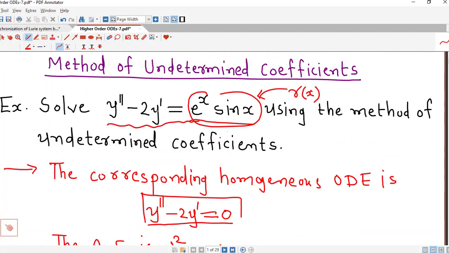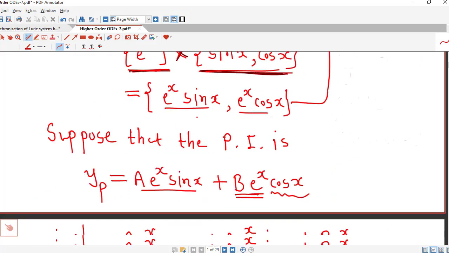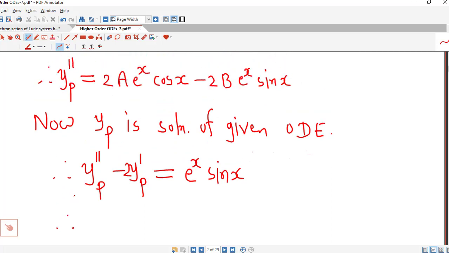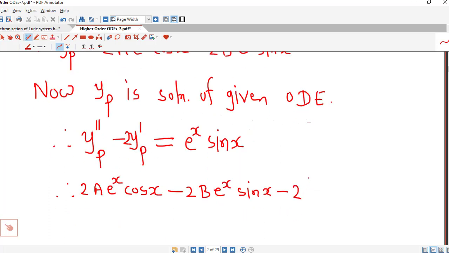It is y double dash minus 2y dash equal to e raised to x sin x. So we substitute yp in place of y in the given equation. First we write down yp double dash, which is 2a e raised to x into cos x minus 2b e raised to x into sin x, minus 2 times yp dash. So we can first write yp dash and then we will multiply with minus 2.